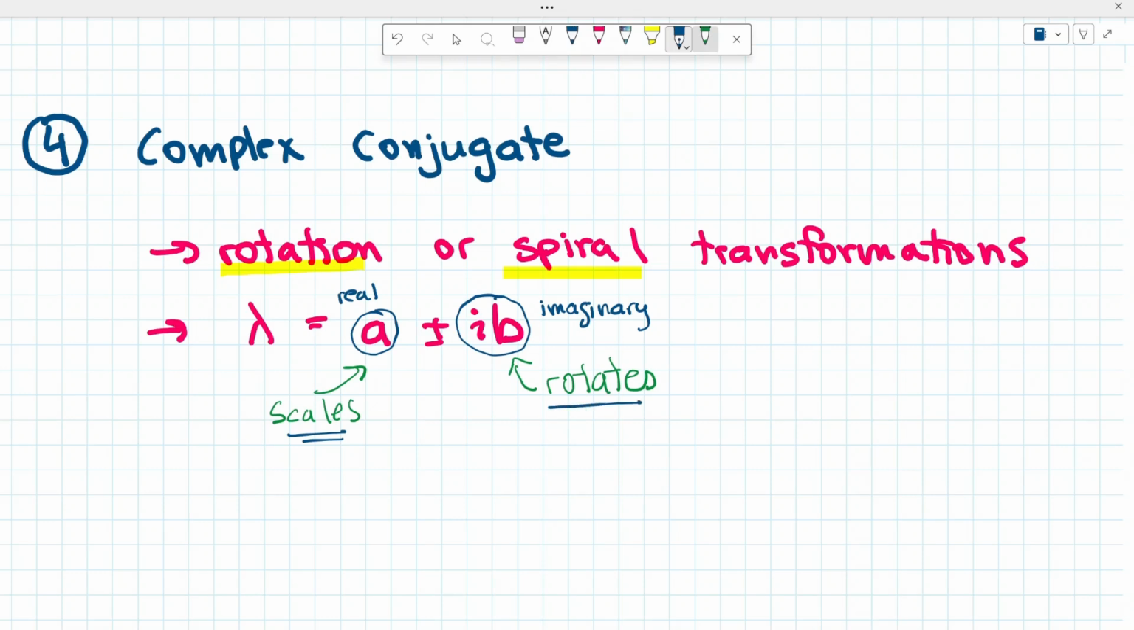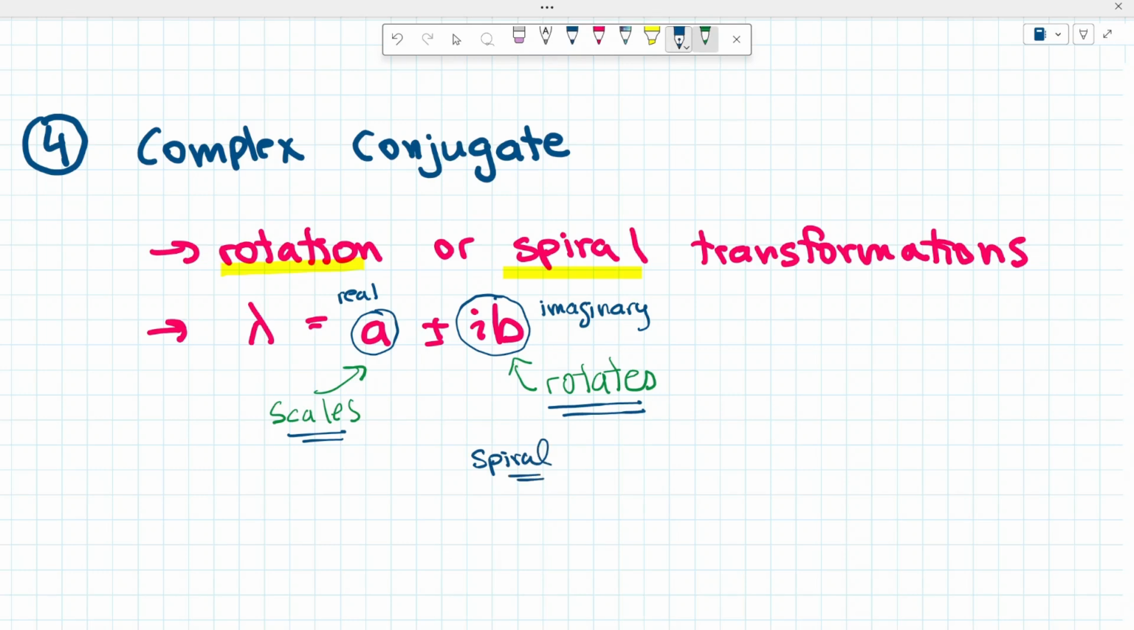However, this imaginary part rotates our transformation. So it's a rotational transformation. That's why this is pretty neat, is that sometimes you can just have it scaling the transformation, and other times you can have it rotating. And when it scales and rotates at the same time, that's when you end up with a spiral transformation.